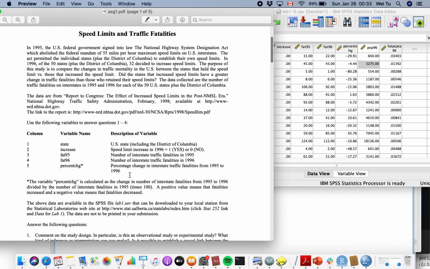And here we are more interested in the percentage change because the absolute values of FAT95 and FAT96 depend on the population of the state as well as its size and a lot of other factors. So it's more meaningful to look at the percentage change. This value, percentage change, measures the change of traffic fatalities from 95 to 96 for each state. If this value is positive, it means the traffic fatalities increased. If it's negative, they decreased. If it's around zero, nothing changed, okay?